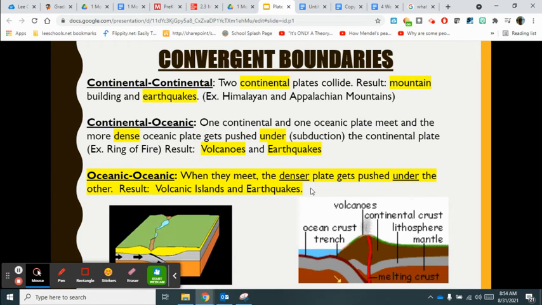On your paper, where the results are, it says results blank islands. I need you to cross that islands out. So the results are volcanoes and earthquakes. The last part, oceanic. I completely missed this on your worksheet, so you're going to have to write it at the bottom where there's that blank space. So oceanic crust is where two oceanic crusts meet. The denser plate gets pushed under the other, and the results are volcanic islands and earthquakes. So again, you're writing this at the bottom.